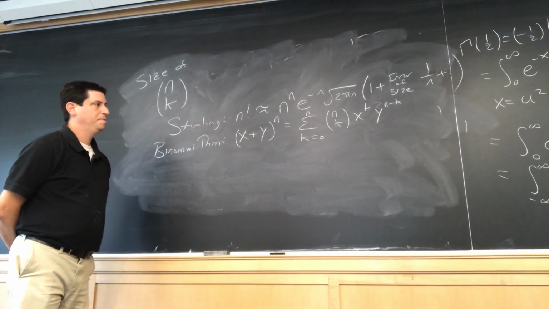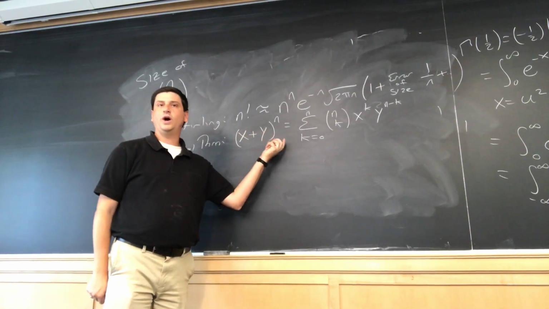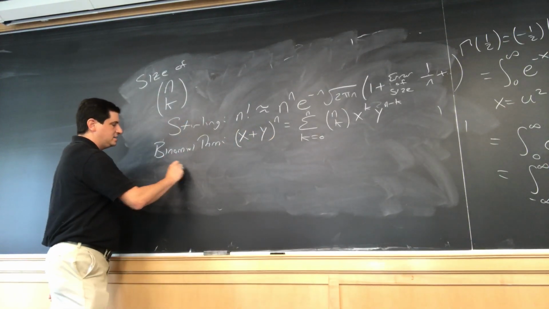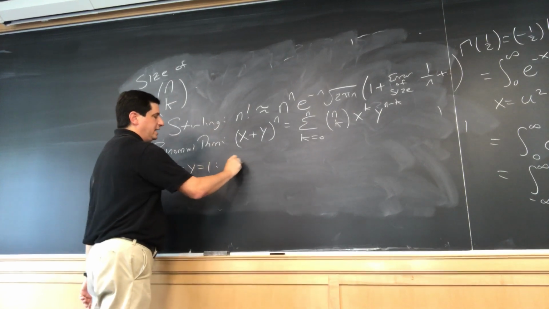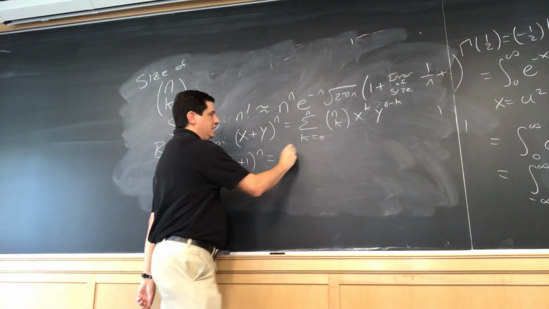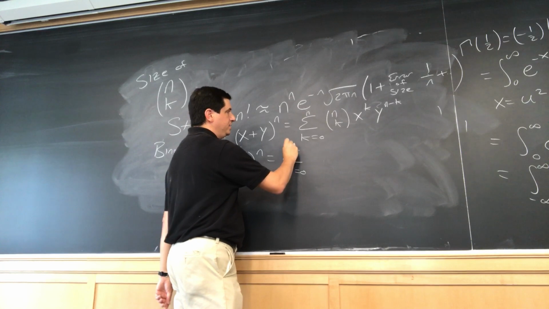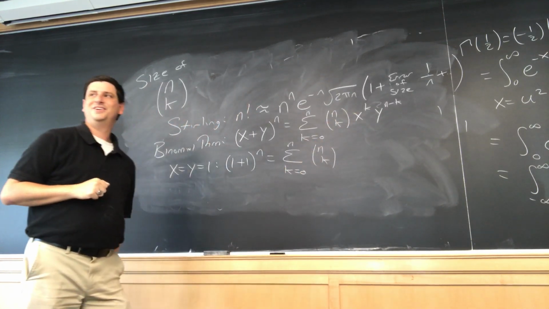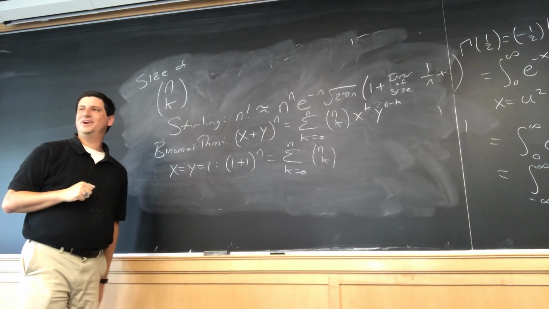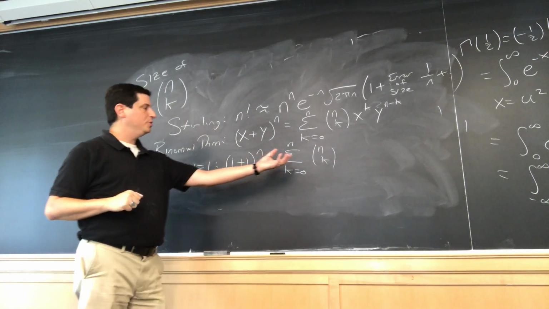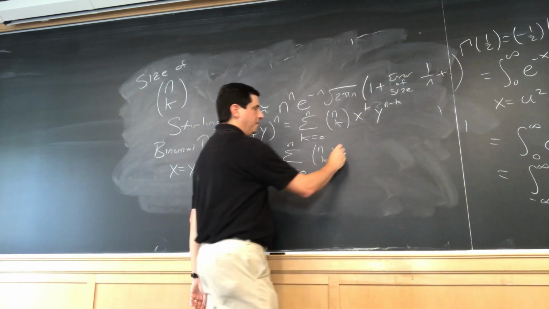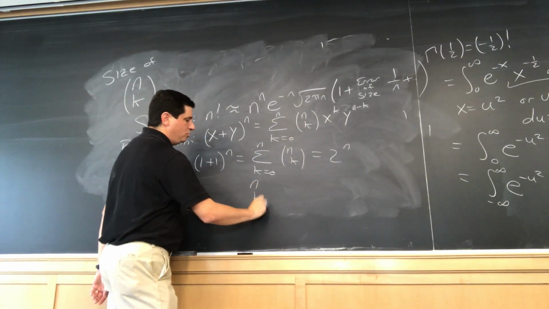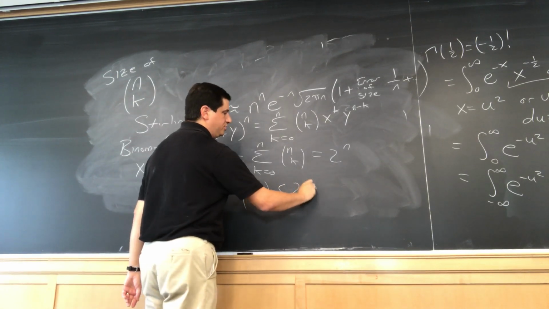Beautiful, beautiful result. Now, if I specialize x and y to different values, I can get some interesting results. If I take x equals y equals 1, I get 1 plus 1 to the n is the sum, k goes from 0 to n, of n choose k. What's 1 to the kth power? And 1 to the n minus k power? So the sum of the binomial coefficients is equal to 2 to the n. In particular, any binomial coefficient is less than or equal to 2 to the n.